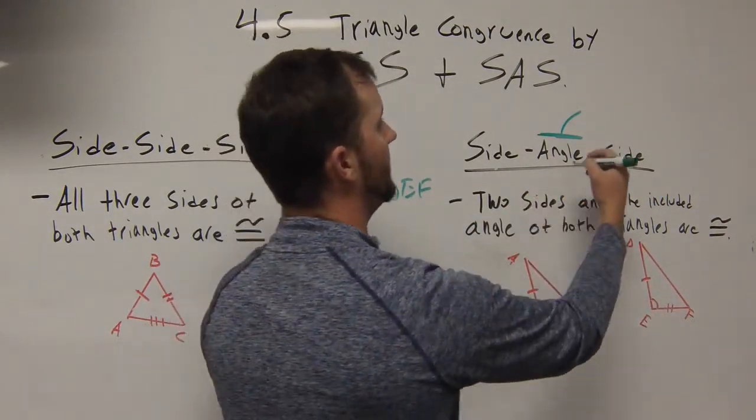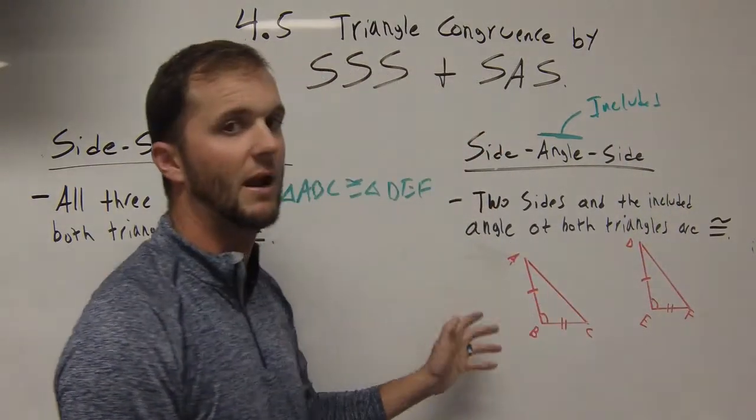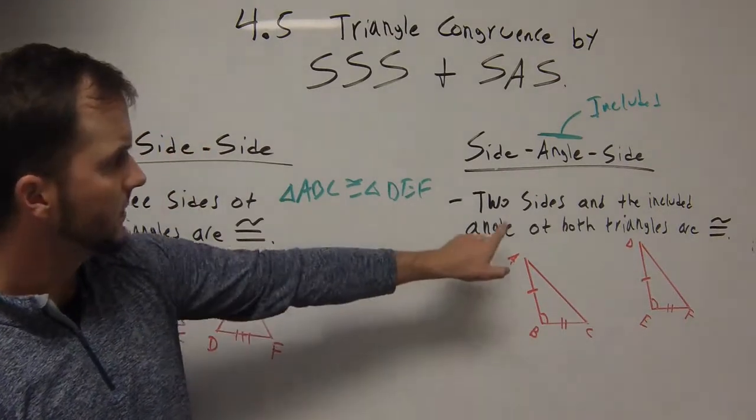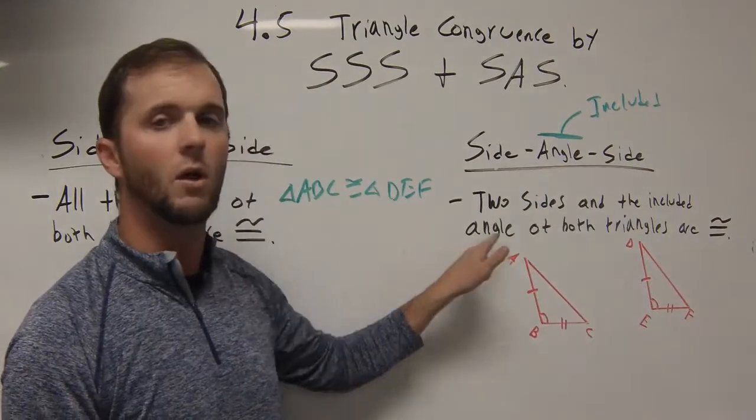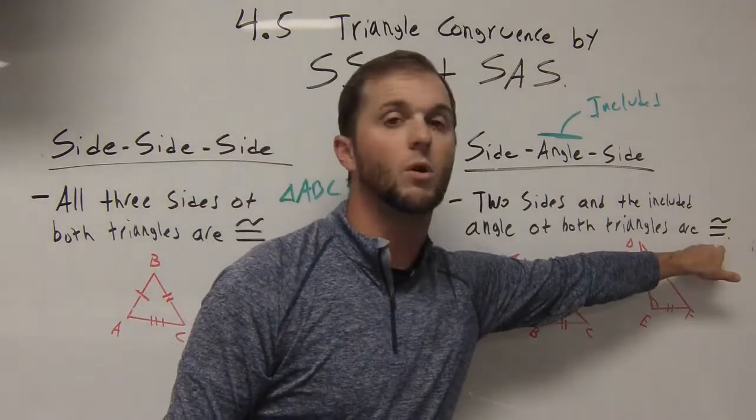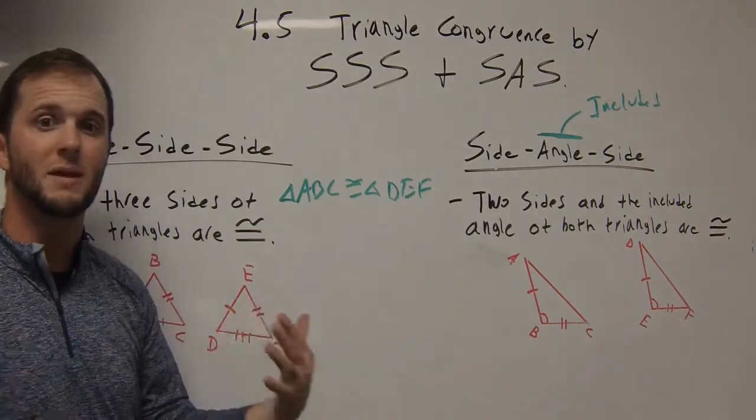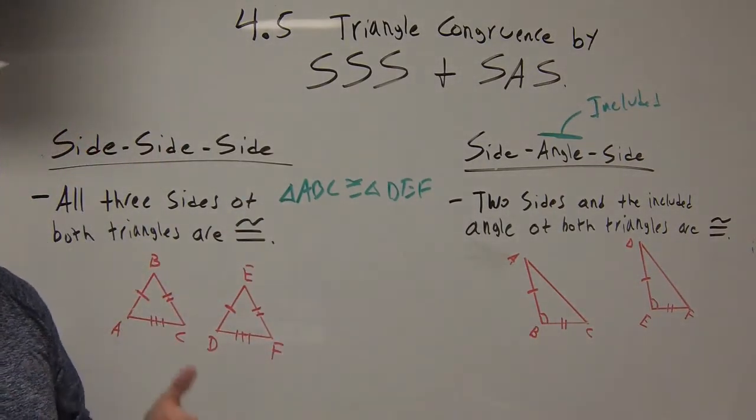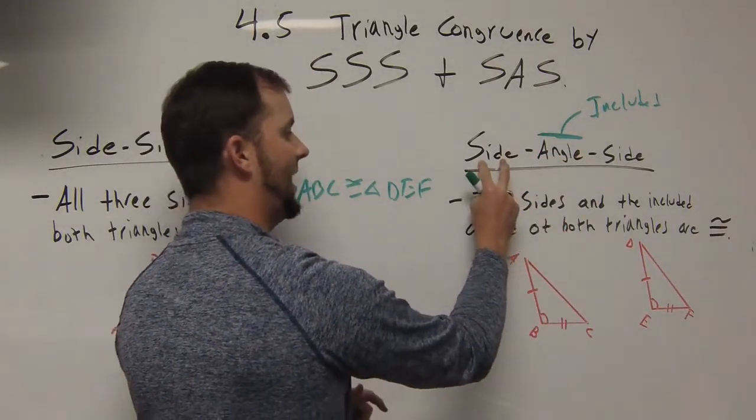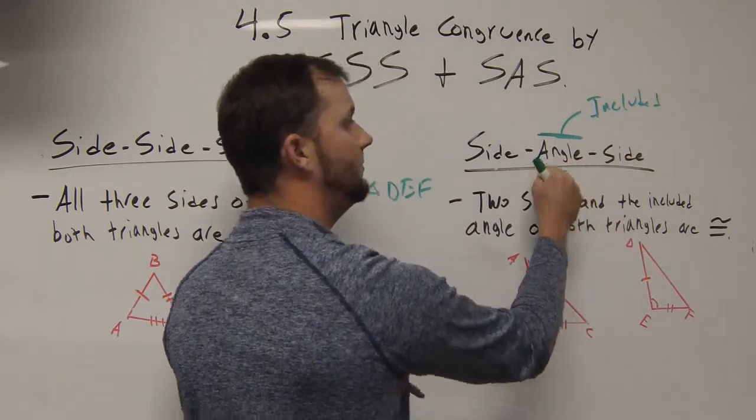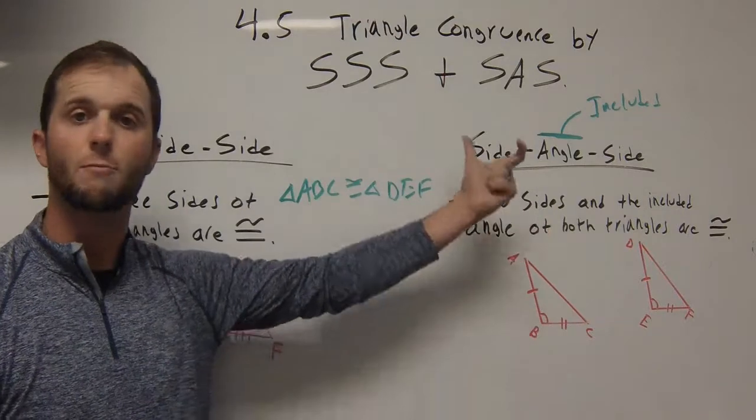I want you to hone in on the word included. The definition says, if two sides and the included angle of both triangles are congruent, then the two triangles are congruent because of side, angle, side. Remember, the angle is in the middle. So if this side and this side are congruent, the angle in between them has to be congruent as well in order for it to be congruent by side, angle, side.